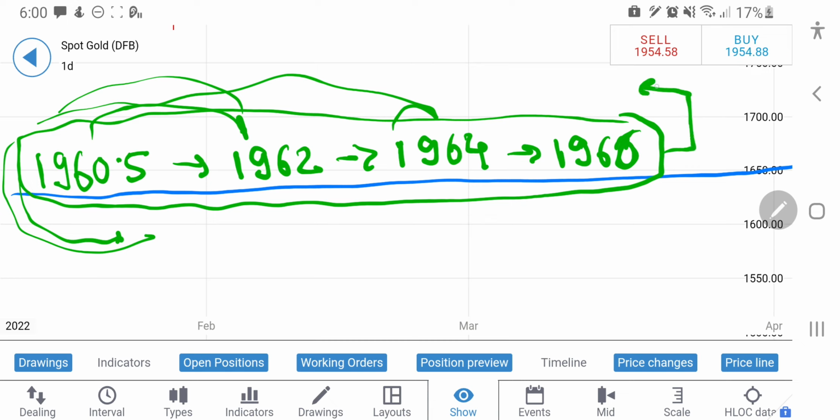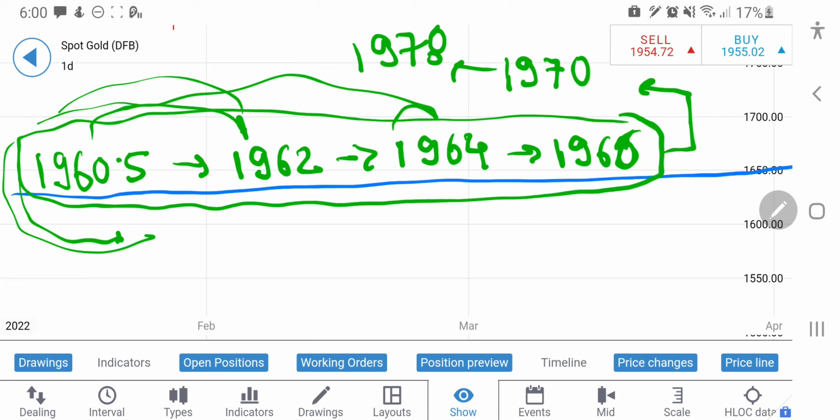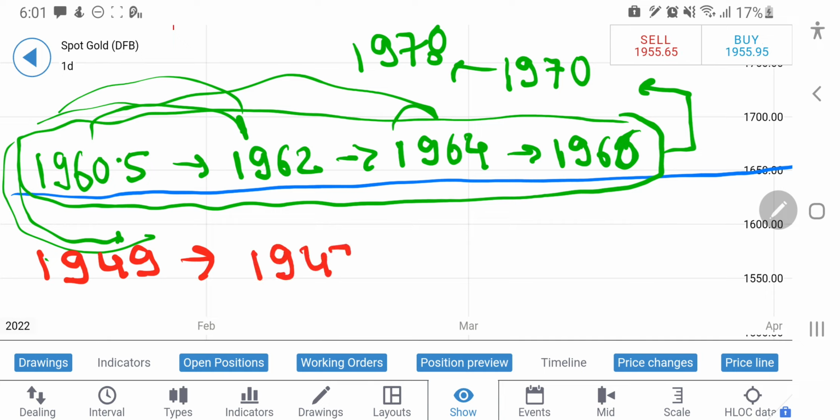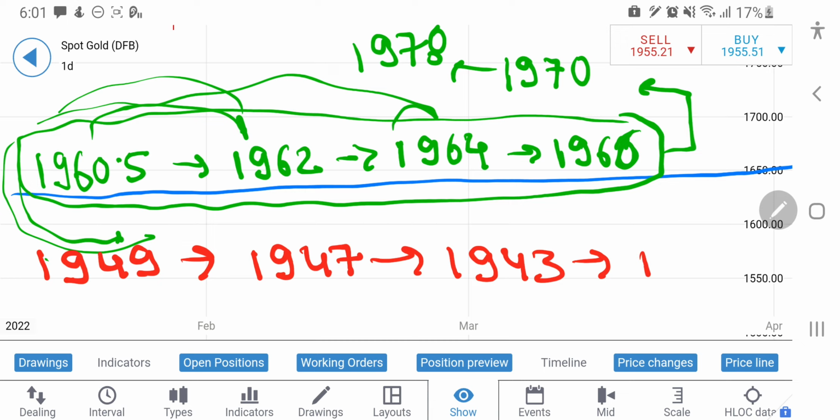Beyond 1966 I expect it to hit 1970, and after that 1978 can be achieved if it continues to rise. On the other side, if you see it trading below 1949, where to go short? You can go short at 1949. If you see it trading at 1949, it has got nearest resistance at 1947, 1943 can be achieved, and it has got strong resistance at the 1940 and 1937 zone.